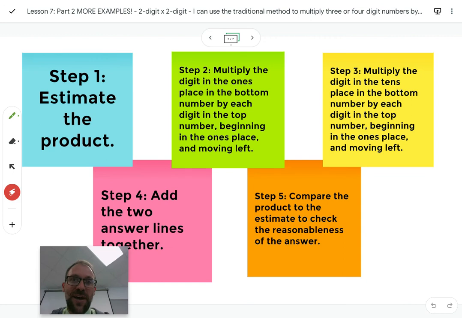And we followed all 5 steps. First, we estimated the product. We multiplied the digit in the ones place in the bottom number by the other digits in the top number, starting with the 1 place and moving left. We did the same thing with the bottom number digit in the tens place. We multiplied it by the digit in the ones place in the top number, working our way left. We added the two answer lines together, and we compared the final product to our estimate to make sure we were correct. Great work. Let's keep practicing.